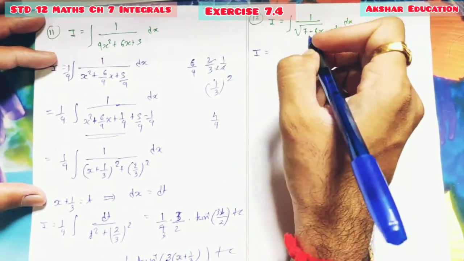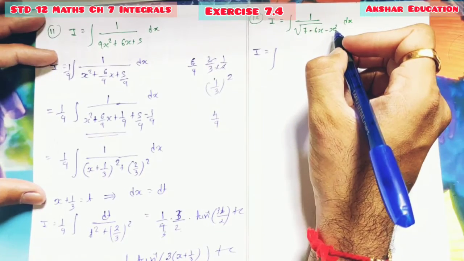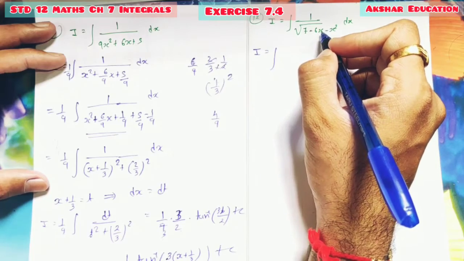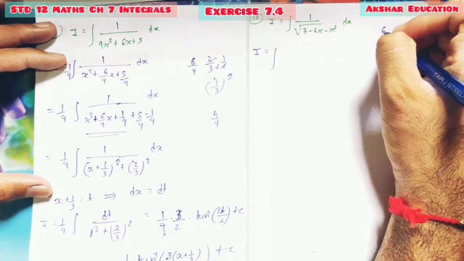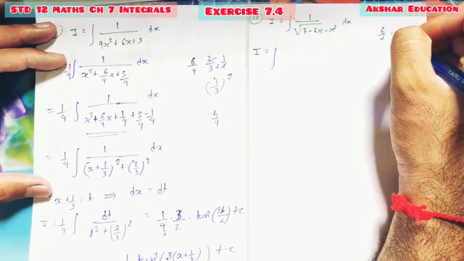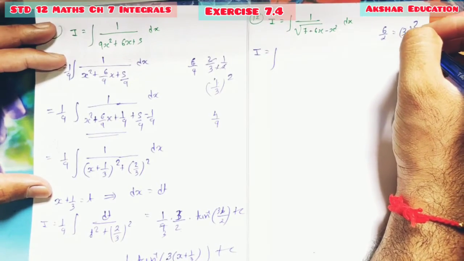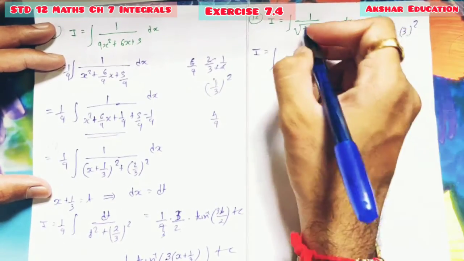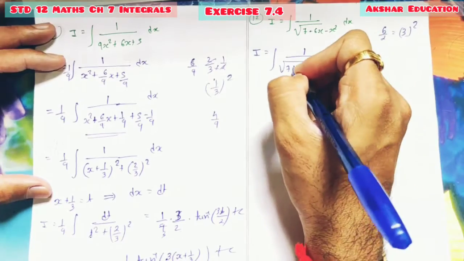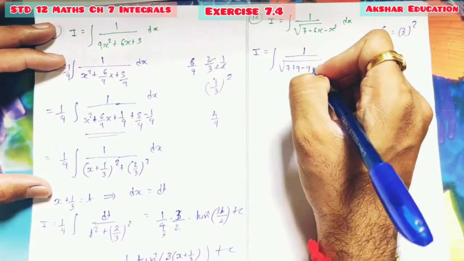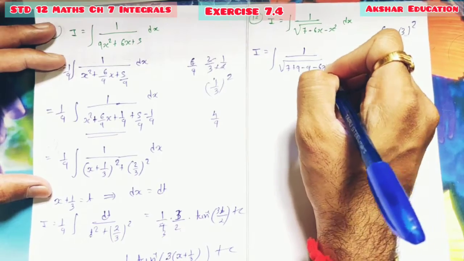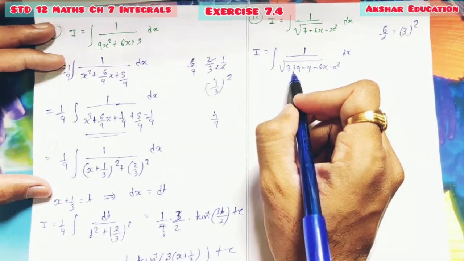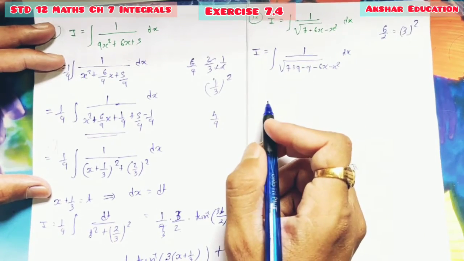So here integration I is, coefficient of x square is already 1. So now you have to consider the coefficient of x. Coefficient of x is 6. Divide it by 2, so you're getting 3. Take its square, so you're getting 9. Add 9 and subtract 9. So it's 1 upon square root of 7 plus 9 minus 9 minus 6x minus x square dx. So plus 9 minus 9 will cancel. So 7 minus 6x minus x square is the given polynomial.